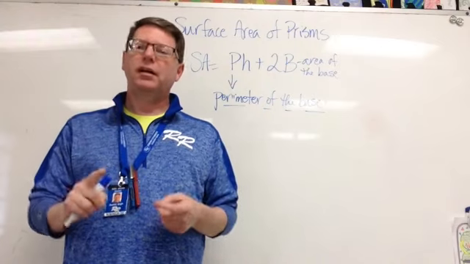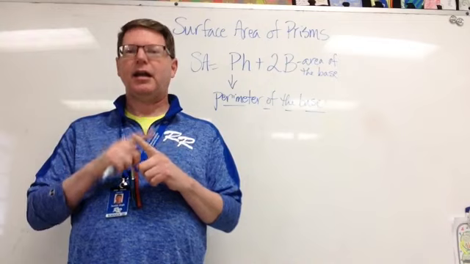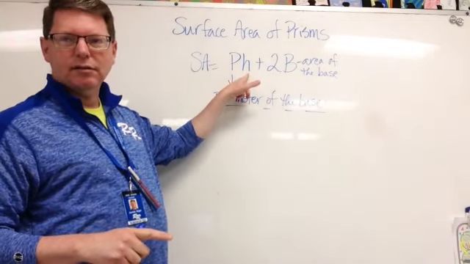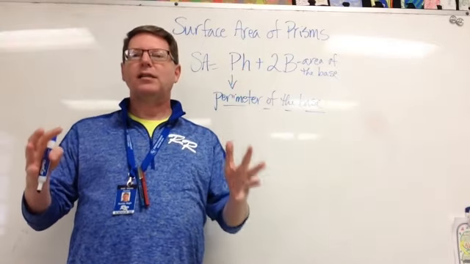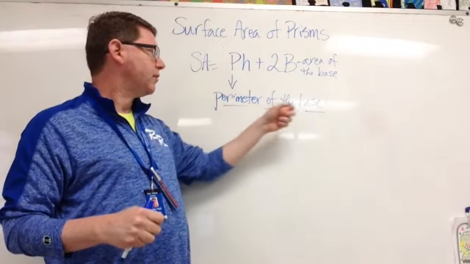Okay? When we talk about capital P, perimeter of the base. Add up all of the sides of the base, and that's what goes with capital P. H is the height of the whole prism. And that's what we will get to when we talk about things later. Okay? Remember capital P, perimeter of the base.